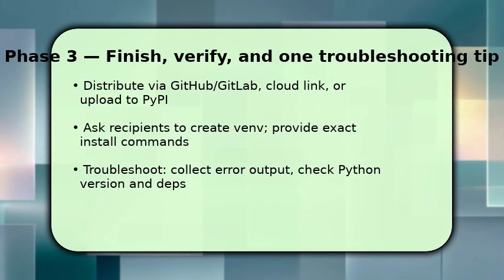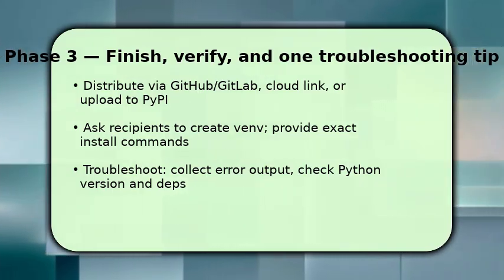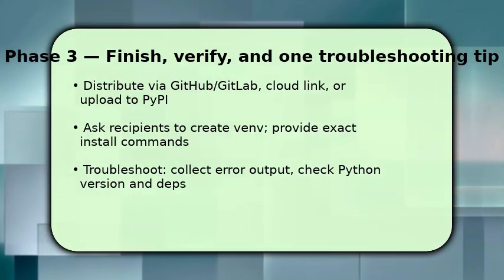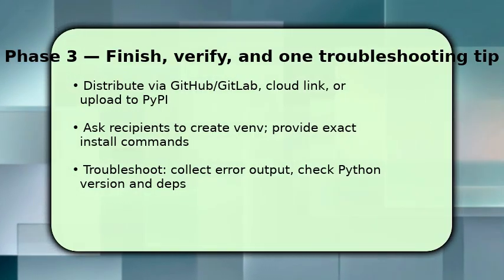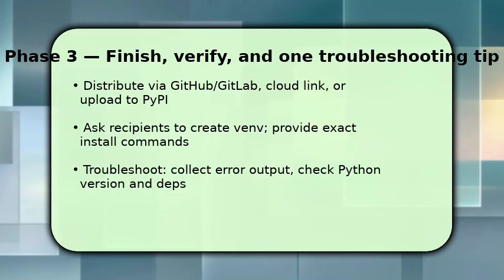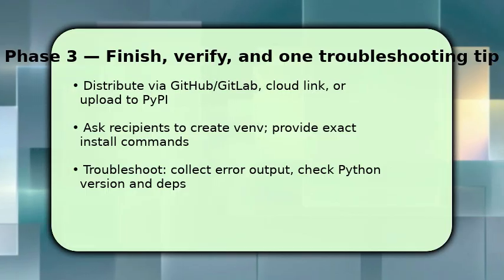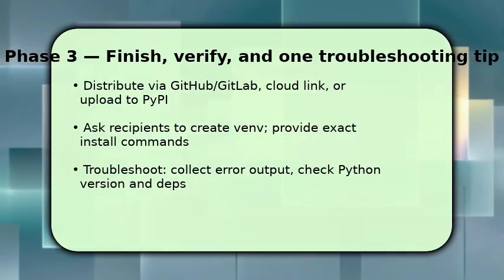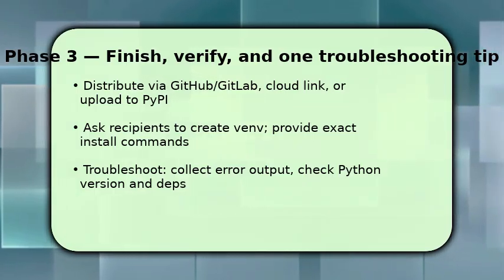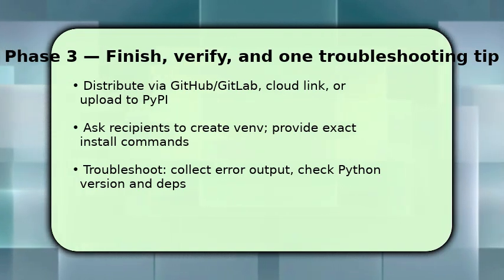You finish by choosing the delivery method and verifying it works. Upload to a Git repo or cloud storage, or publish to PyPI for pip install. Include version tags. Once distributed, instruct users to create a virtual environment and run the exact install command you provided. If something fails, request the full error output and confirm the Python version and dependency hashes. Often mismatched versions cause install or runtime failures. One quick troubleshooting tip: reproduce the issue in a clean venv to isolate missing packages or path problems.